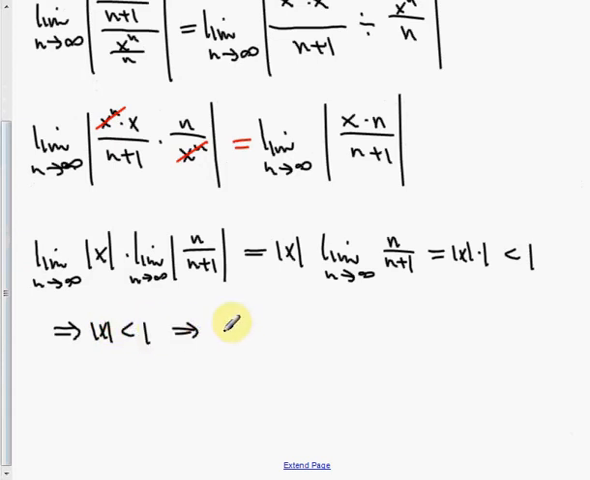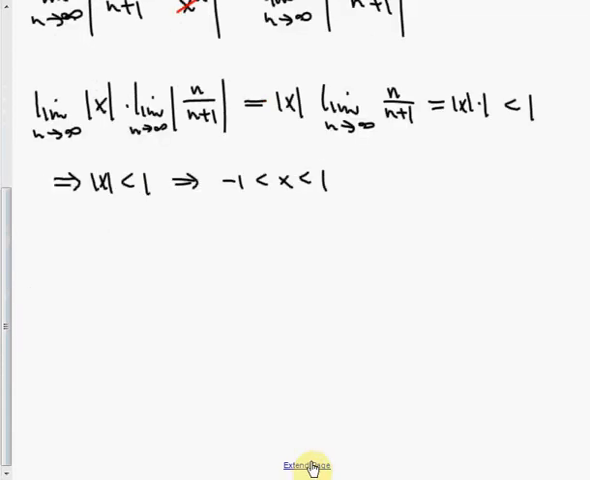Now by definition, this is the same thing as negative 1 is less than x is less than 1. Right? So this is the so-called interval, but I need to check the endpoints to see whether it's going to be negative 1 less than or equal to x, or x less than or equal to 1. So check.